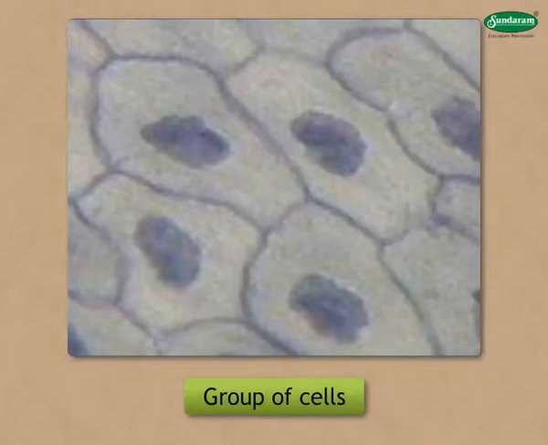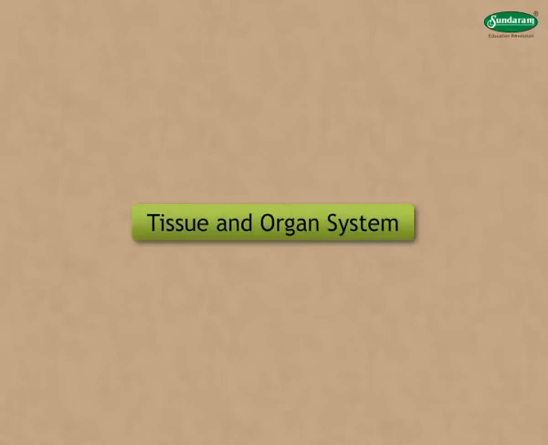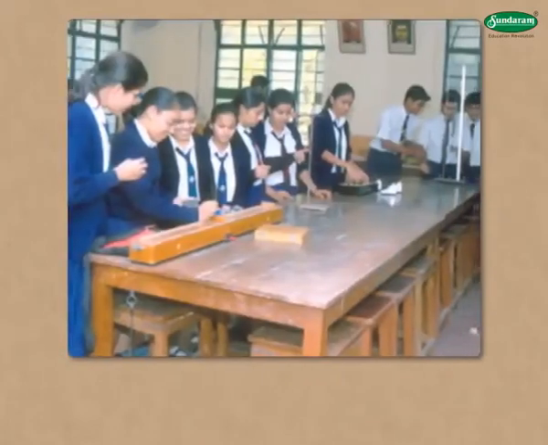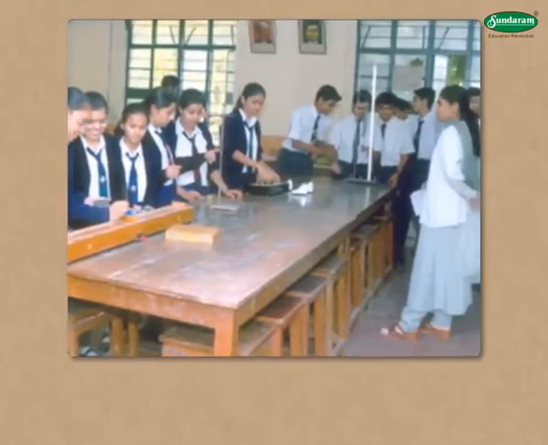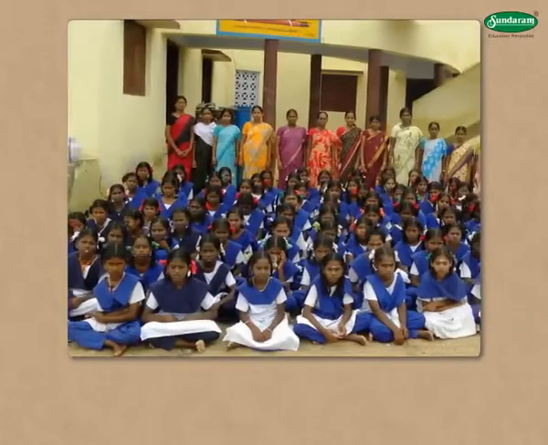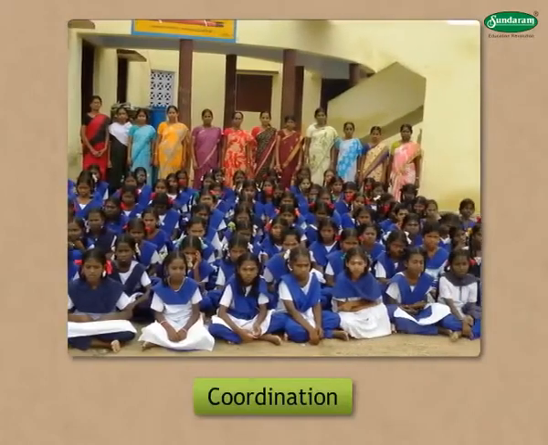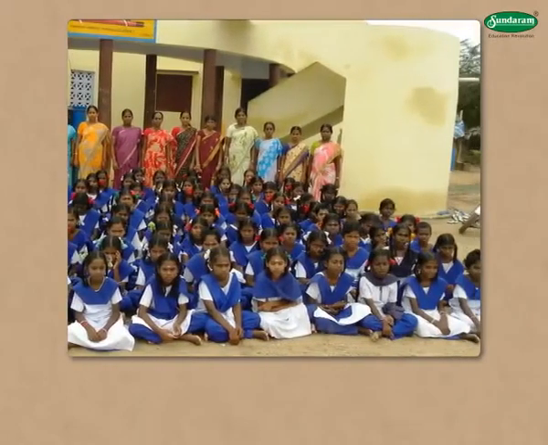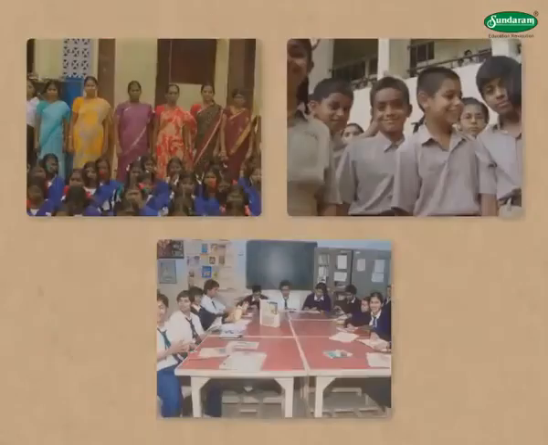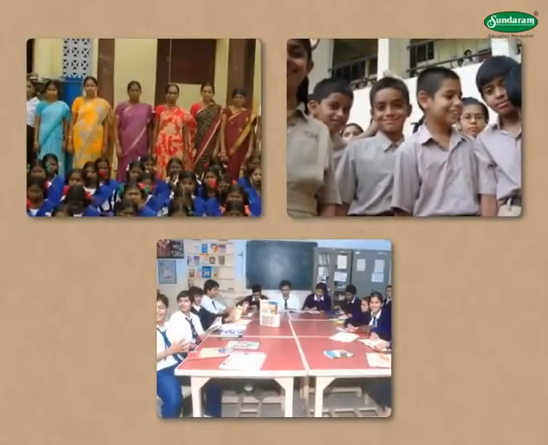Let us learn more about the world of cells, tissue and organ system. The students, teacher and non-teaching staff are a group of persons performing special duties in school. They work in coordination with each other to form the school administration. There exists a division of labor and interdependence between these groups.